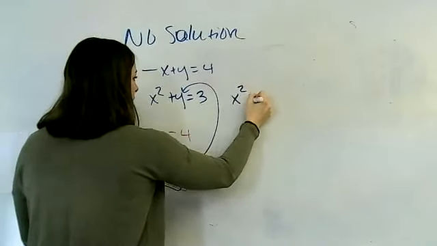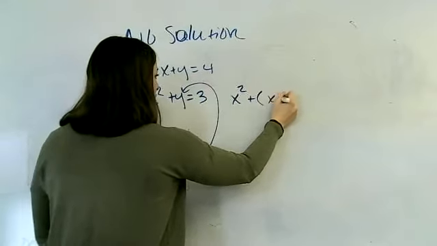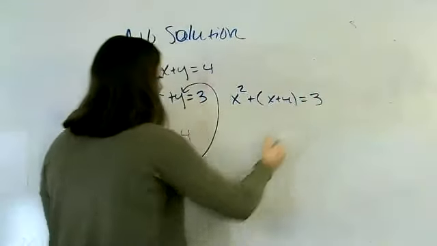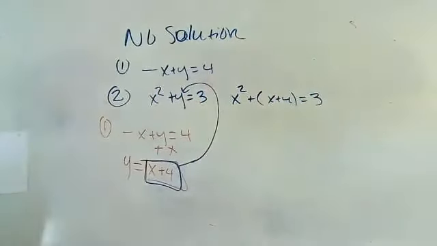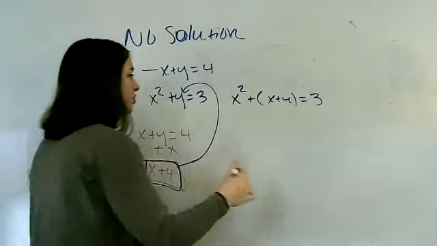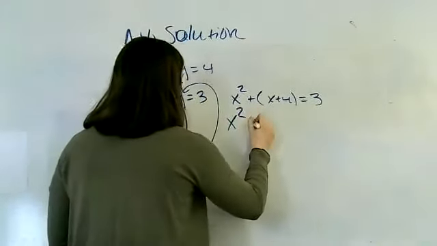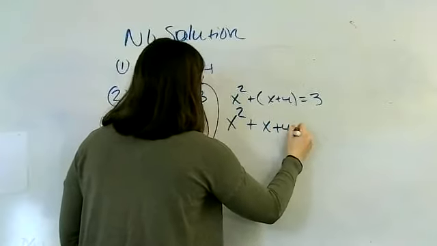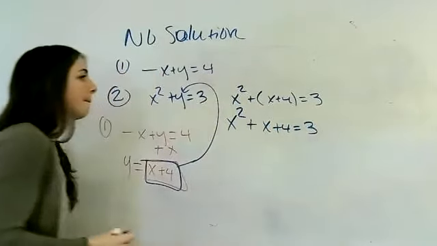Giving me x squared plus x plus 4 equals 3. Always in parentheses, in this case there's nothing to distribute. So I can give myself x squared plus x plus 4 equals 3.